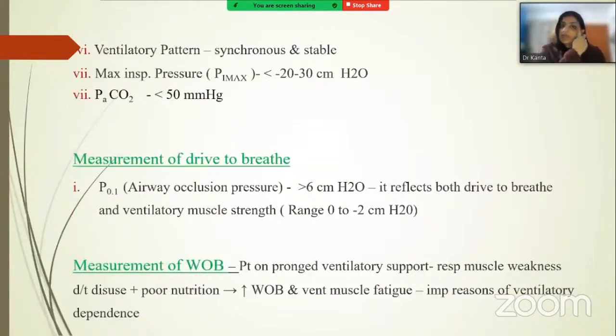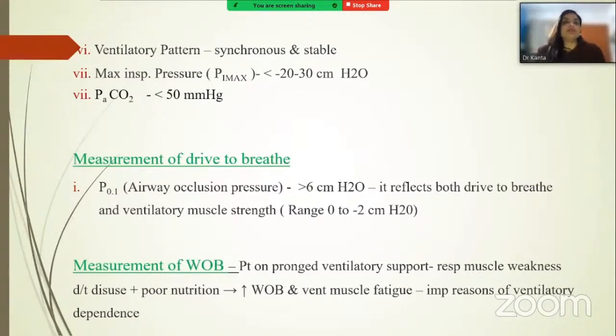The patient's ventilatory pattern should be synchronous and stable, and the maximum inspiratory pressure should be less than minus 20 to 30 centimeters of water. The arterial CO2 should be less than 50 millimeters of mercury, that is, the gas exchange should be optimal.